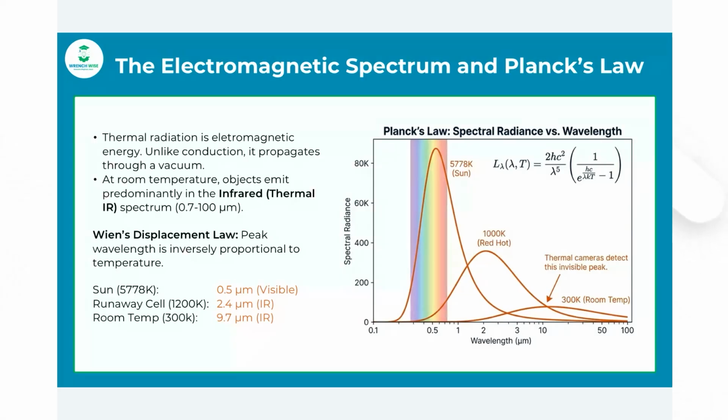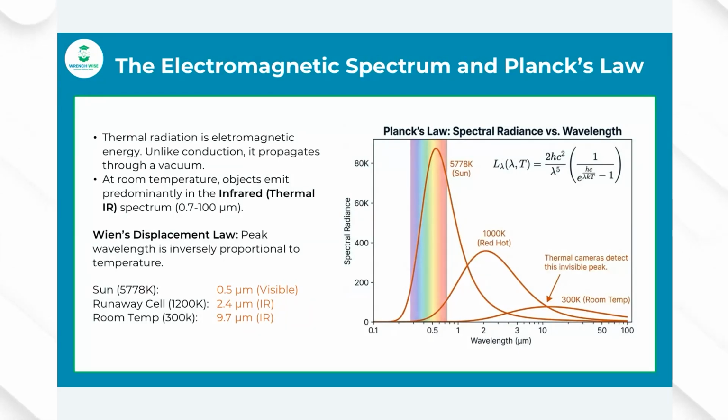Now, notice how the curves on the graph shift to the left as they get taller. This is Wien's displacement law. Essentially, the peak wavelength is inversely proportional to the temperature. As an object heats up, its peak emission shifts towards shorter wavelength. So at room temperature, you're deep in infrared, 9.7 microns, but battery thermal runaway shifts to closer to 2.4 microns. It is getting closer to the visible red spectrum. This is precisely why things glow red hot, but the vast majority of energy is still invisible.